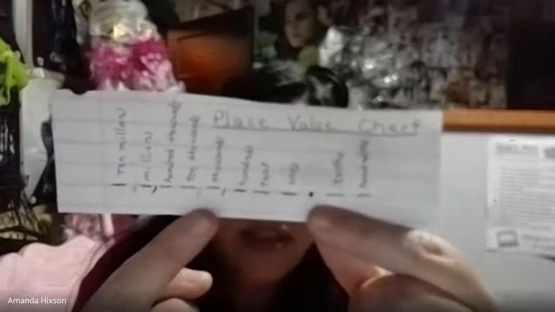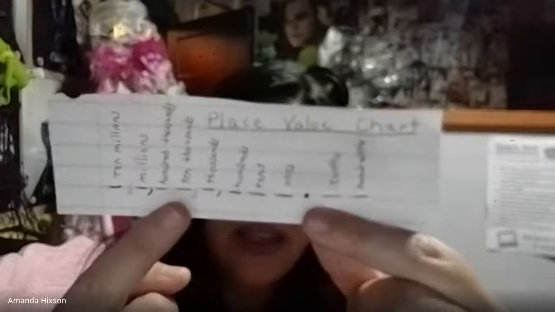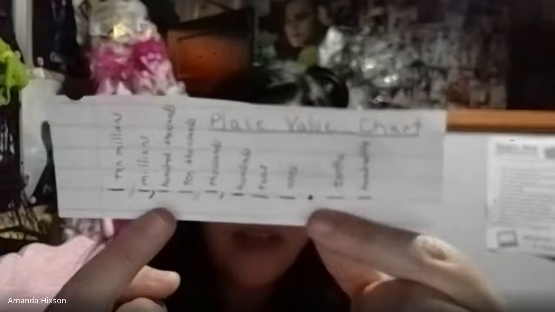Here's a hint. This is our place value chart. Helps you where to put numbers. This is the hundredths place. This is the tenths place. This is the decimal. Ones, tens, hundreds, thousands, 10,000s, 100,000s, millions, 10 millions.